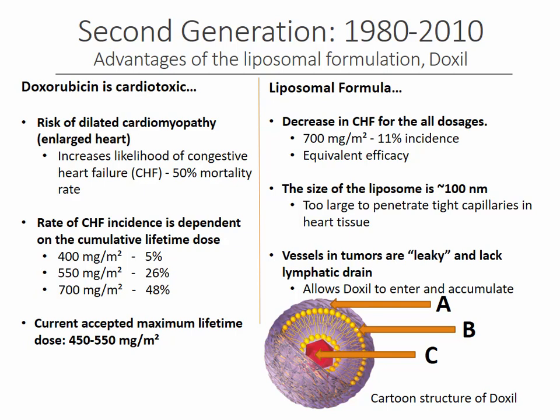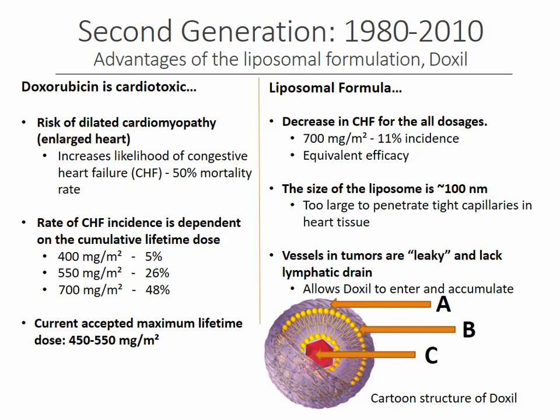They say that the lifetime dose of this formulation is, they'll give you up to 1,000 milligrams per meter squared of this drug, and they found that it has effectiveness up to that point. So it can't get through the tight capillaries in the cardiac tissue. How does it get into the tumor tissue? So vessels in tumors are considered leaky. Tumors grow very rapidly. They also lack lymphatic drain. So poor design combined with that lack of lymphatic drain allows this liposome to accumulate in the tumor over time and do its job.